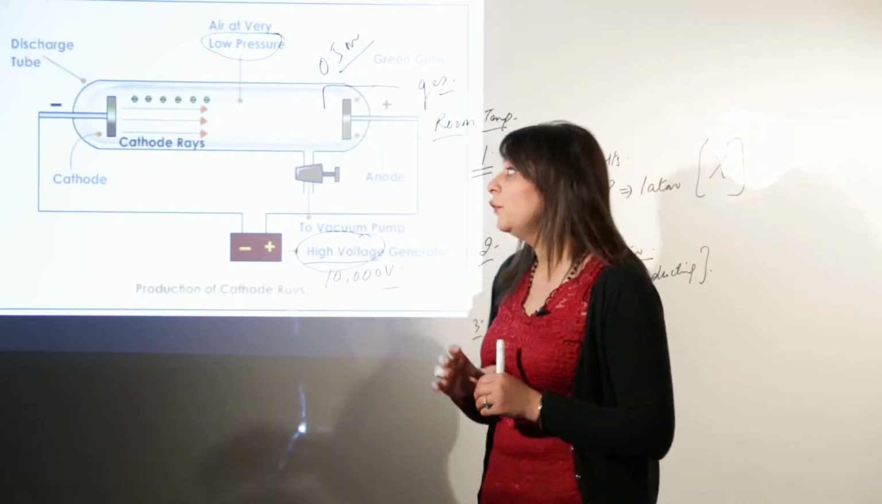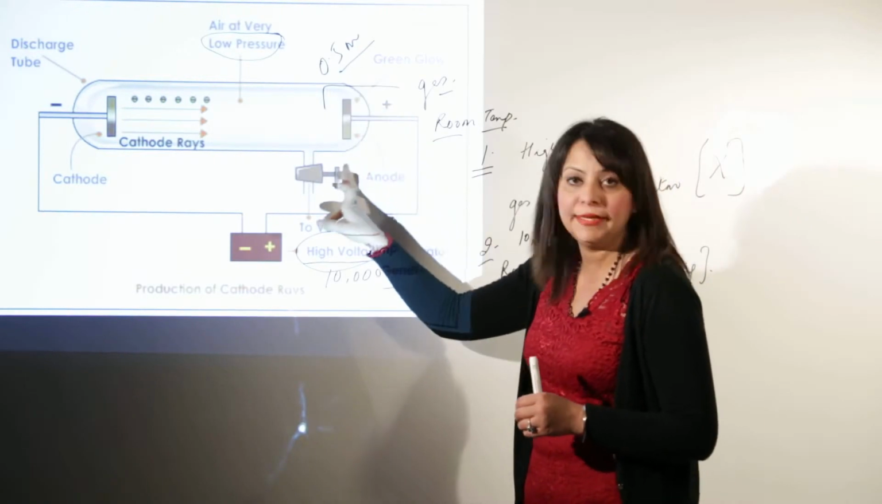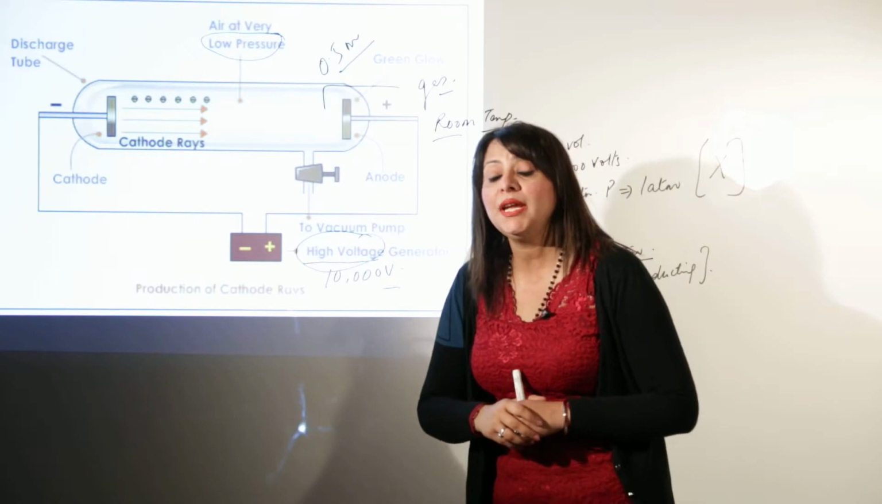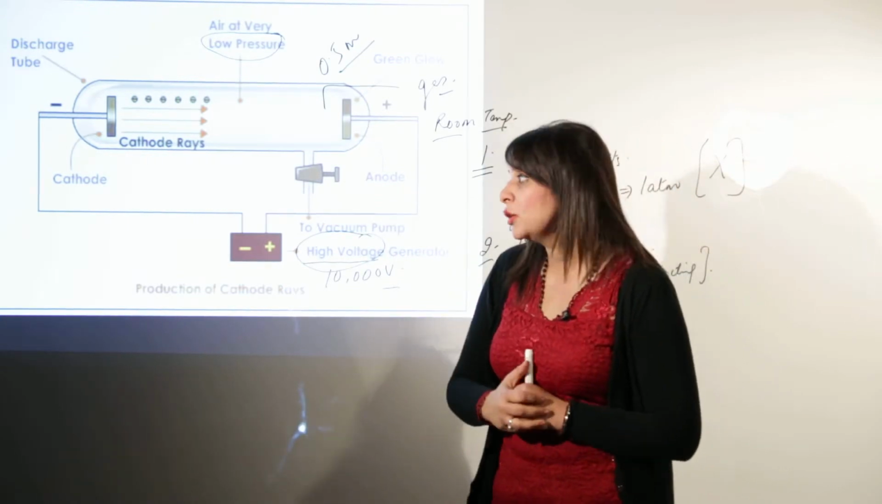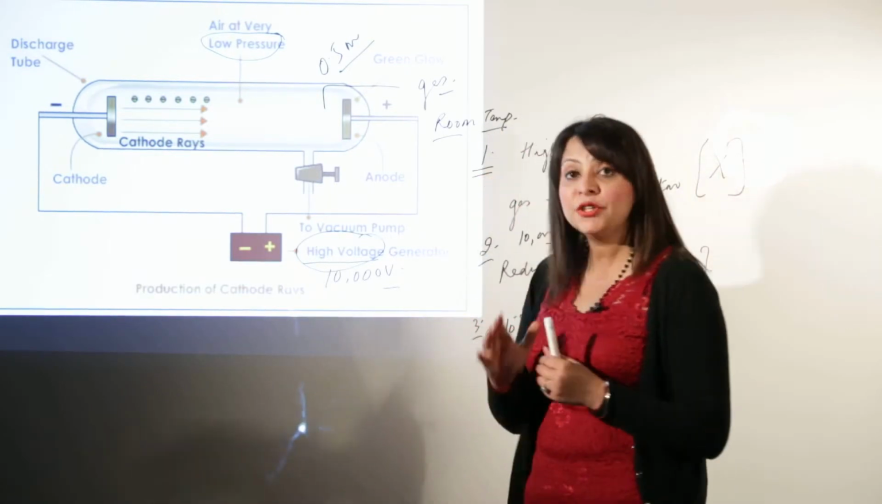But still he was able to see a faint glow at this side, the anode side. He was able to see that faint glow, but he was not sure whether the glow was actually there or not. So to confirm that, you know what he did? He was very sharp minded.